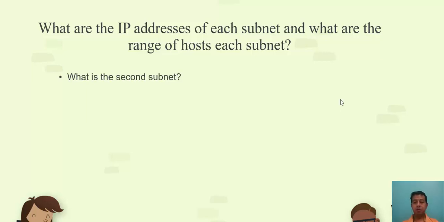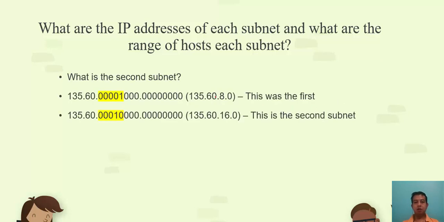Now what is my second subnet? Remember, we have created 30 subnets in this example. Now it should be easy. This was the first subnet where the value was 1. Now this is the value of the next subnet. Of these 5 bits, my next value is 00010. This is my second subnet. So what is the decimal equivalent?